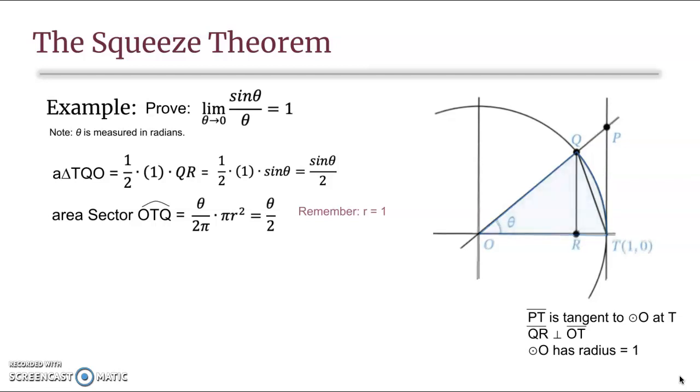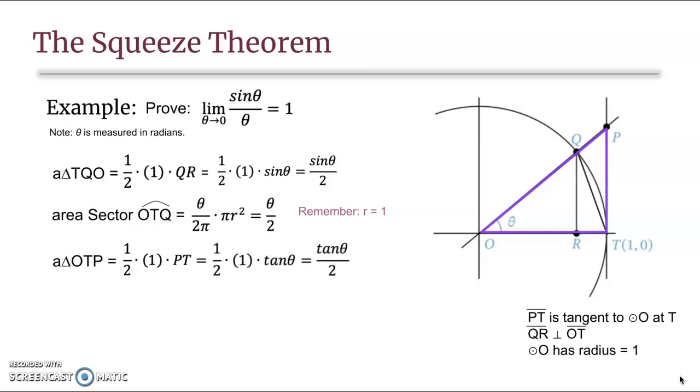All right, we need one final area, and that's going to be of triangle OTP, which I just outlined in purple for you. Again, 1/2 base times height. The base has length 1. The height is whatever TP is, and then I need the 1/2. So I've got 1/2 times 1 times PT. PT is opposite angle theta, and the adjacent to angle theta is segment OT, which has length 1. So that means I've got the tangent of theta equals PT, and if you work that out, you end up with the area of triangle OTP is tangent of theta over 2.